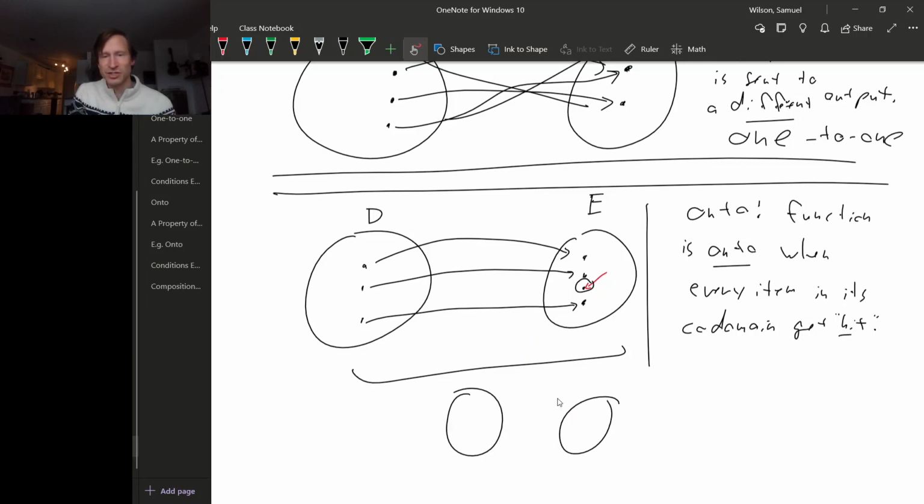So an onto function would have essentially every dot in the codomain has an arrow that points to it. There might be more than one arrow, so this would still be onto. It wouldn't be one-to-one because there's something in the codomain that has two arrows pointing to it. But this is onto because every item in the codomain has something pointing to it. So what we'll do is we'll look at what sort of properties linear transformations have when they're either one-to-one or onto.